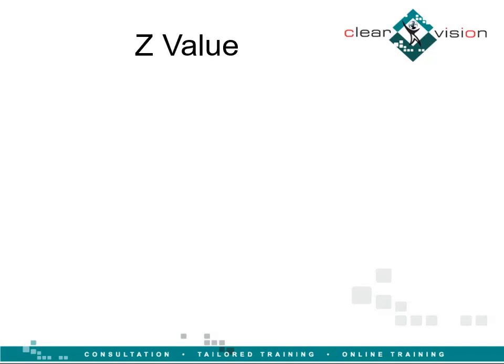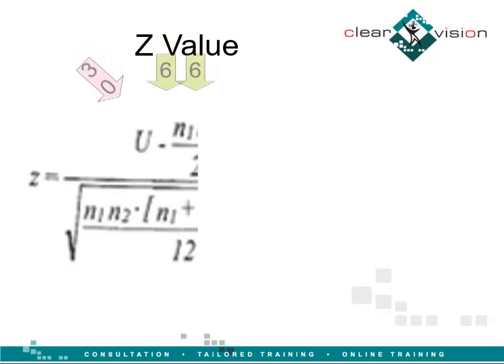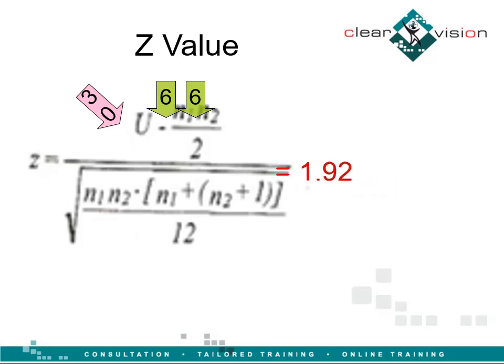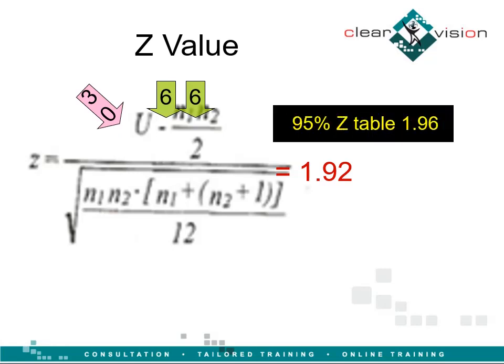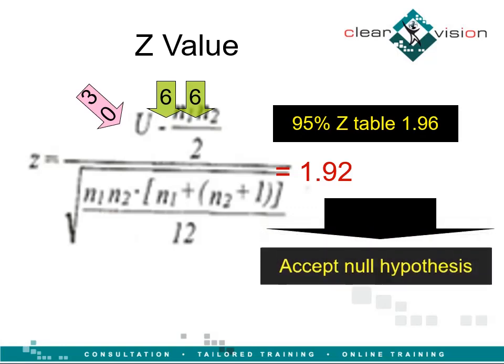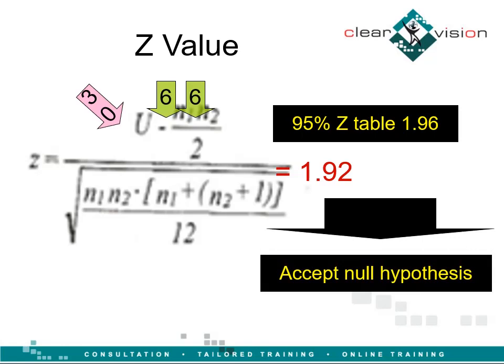Recalling the Z equation and plugging in all numbers as all are known, this would result in a Z value equal to 1.92. For this test to be statistically significant with a confidence of 95%, the calculated value has to be higher than 1.96. Since the calculated value is lower, we cannot reject the null hypothesis, which means we have to accept the null hypothesis, saying that there is no difference between the two groups.